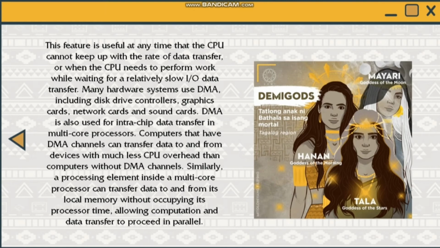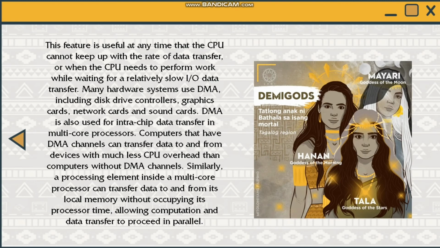Many hardware systems use DMA, including disk drive controllers, graphics cards, network cards, and sound cards. DMA is also used for intra-chip data transfer in multi-core processors. Computers that have DMA channels can transfer data to and from devices with much less CPU overhead than computers without DMA channels.